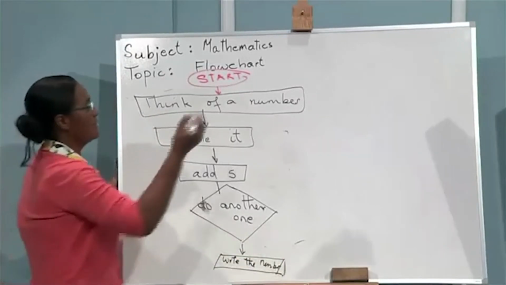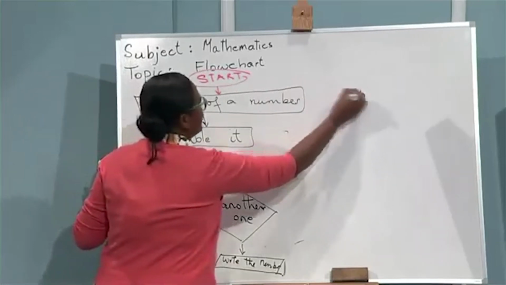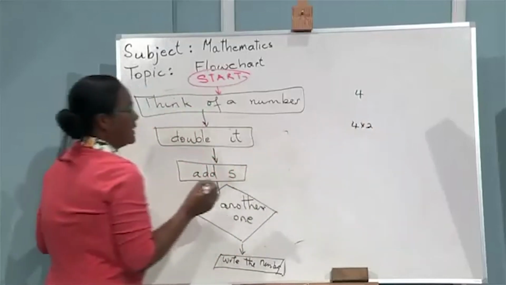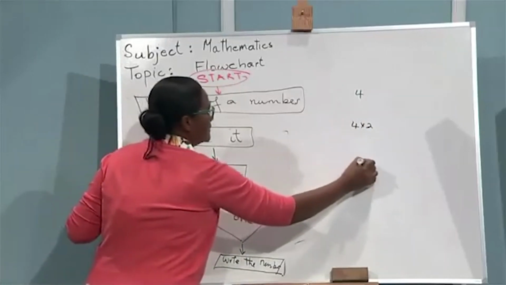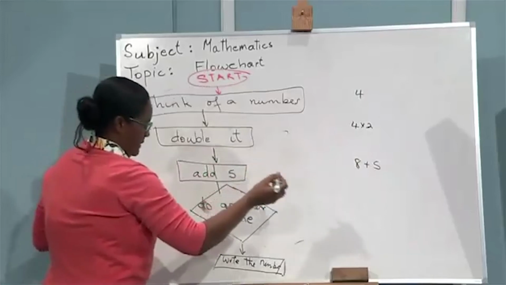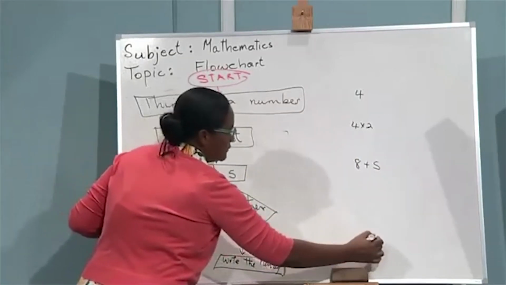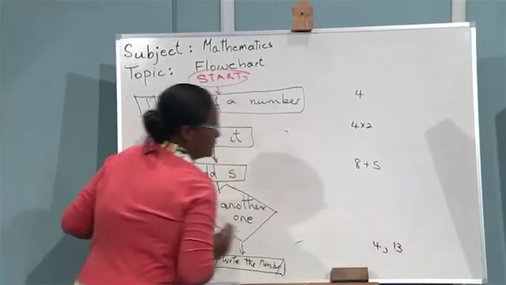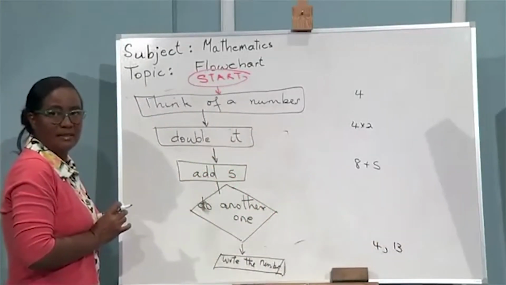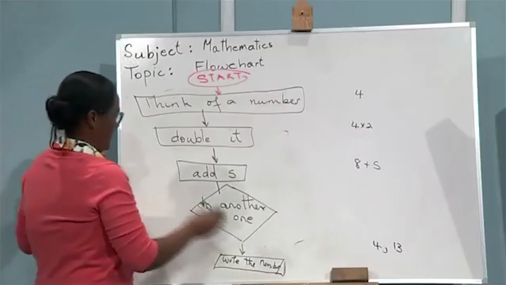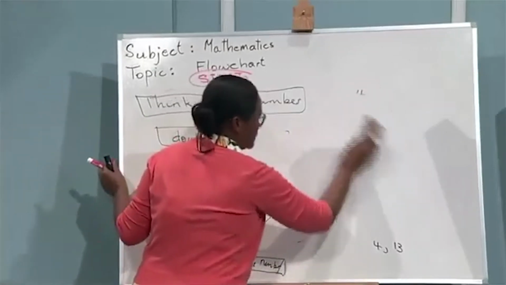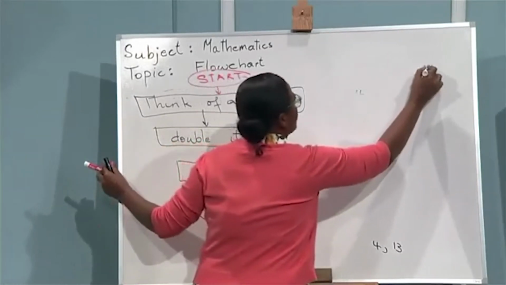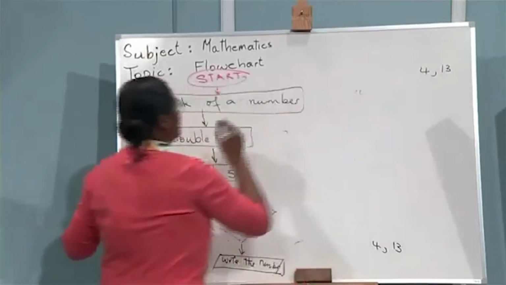Think of a number. Let us say we think of a number 4. Double it. Add 5. And then write the numbers. So that would be 4 and 13. That would be our answer. Okay? Let's do another one. Think of a number. So our first ordered pair is 4 and 13.